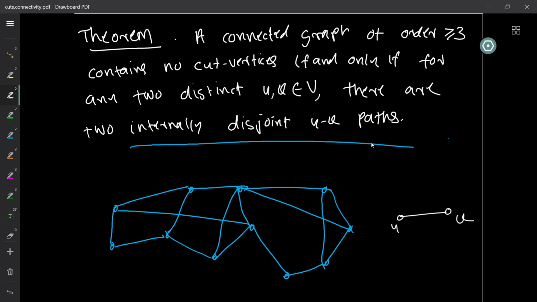Now what if they are not adjacent? If they are not adjacent, maybe I will present the first part formally and then draw some figure.